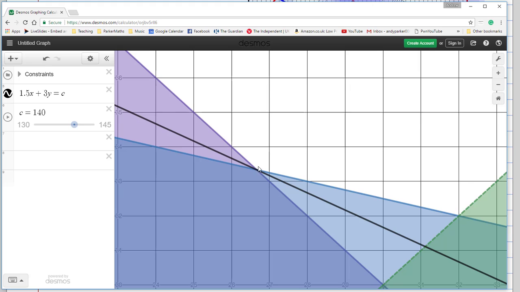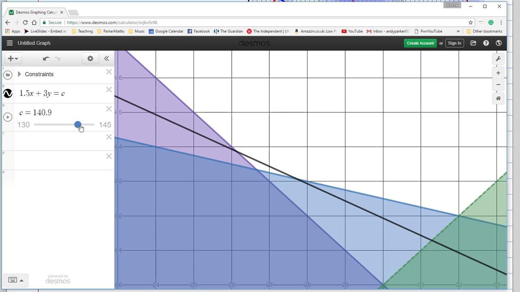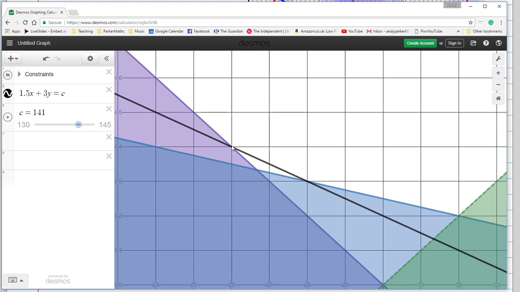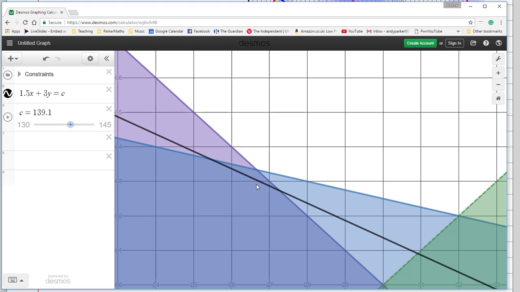£140. However, because we don't have decimal answers, we will have to continue moving the objective line past that point until we reach a whole number that is within this region. And if we do it, you can actually see that there are 2 points where you could do that. There is one here and one here. Obviously in the exam it'd be very difficult, even with the use of a graphical calculator, to find that out for yourself. So we have to use a little bit of trial and error.